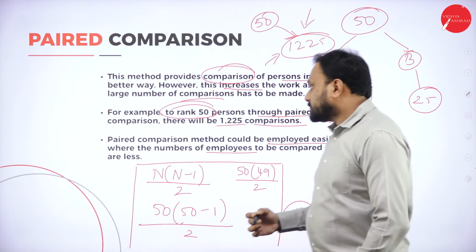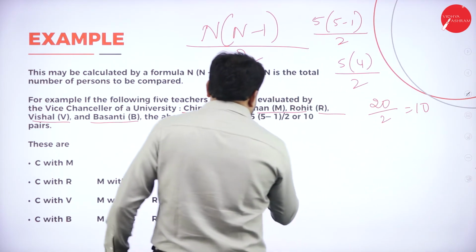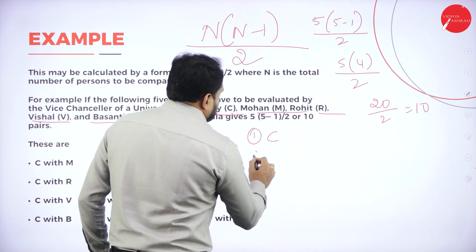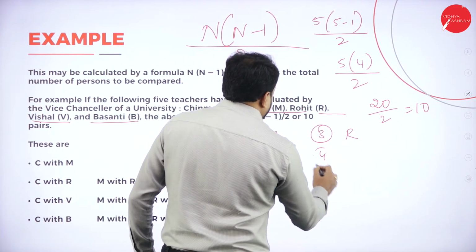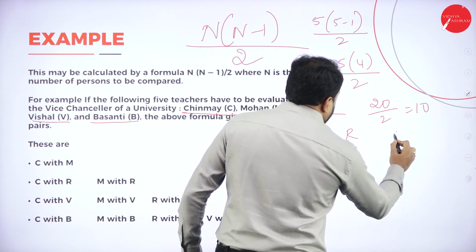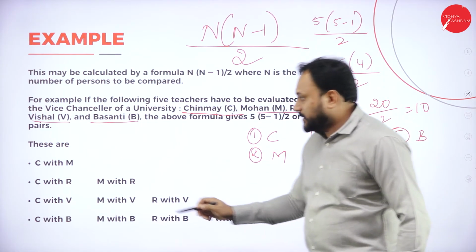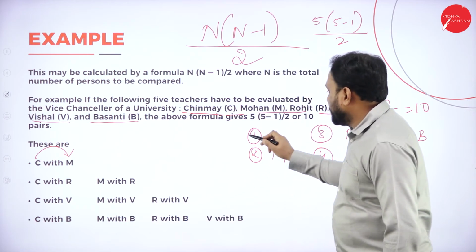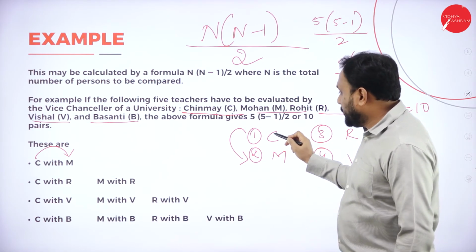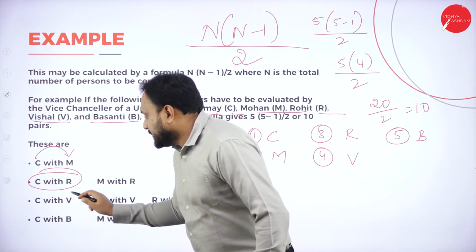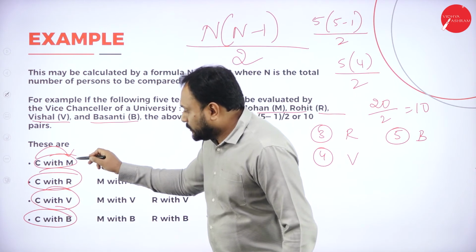Now let's go with the example here. Chinmay is C, Mohan is M. C is the first one, second is M, the third person is called R, the fourth person is called V, and the fifth person is B. The first one, C and M, we have compared C and M, done, that is one. Now we go with only C: C with R I'll compare, C with V I'll compare, C with B. That means C will be compared with all the 4.